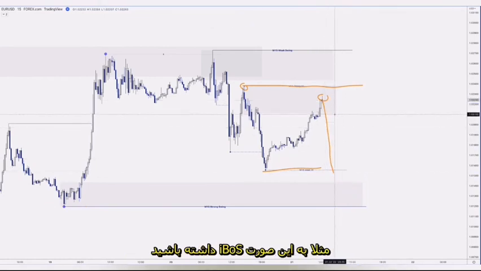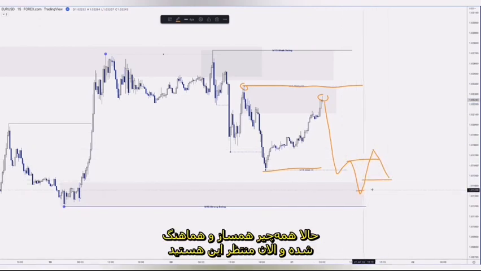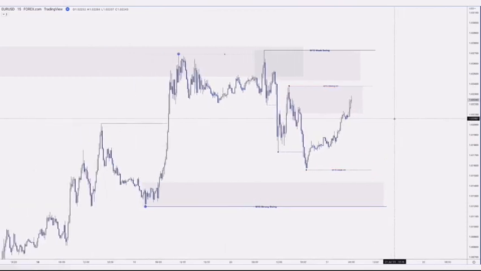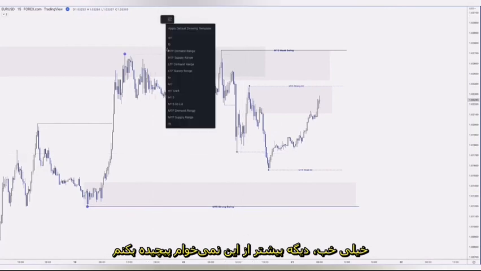So maybe we'll get rid of some of this. Maybe we'll get a movement like this, and then you can get that IBOS there. Now everything's aligned, and then you may want to wait from that. There's obviously loads of different confirmations you can wait for. So I'll leave it there. I don't want to overcomplicate this any more than it needs to be.